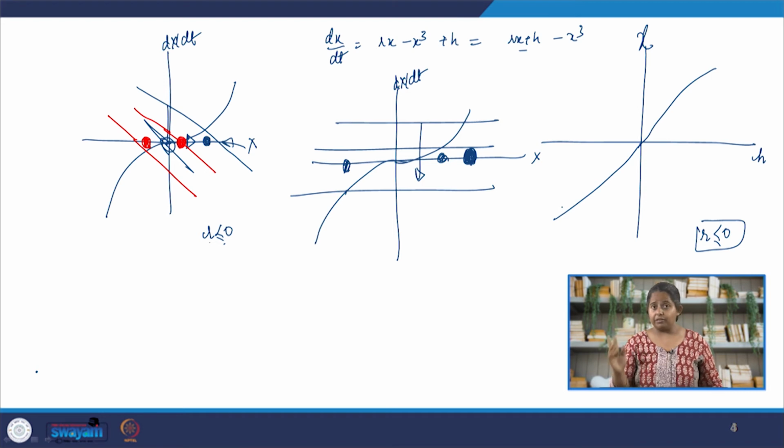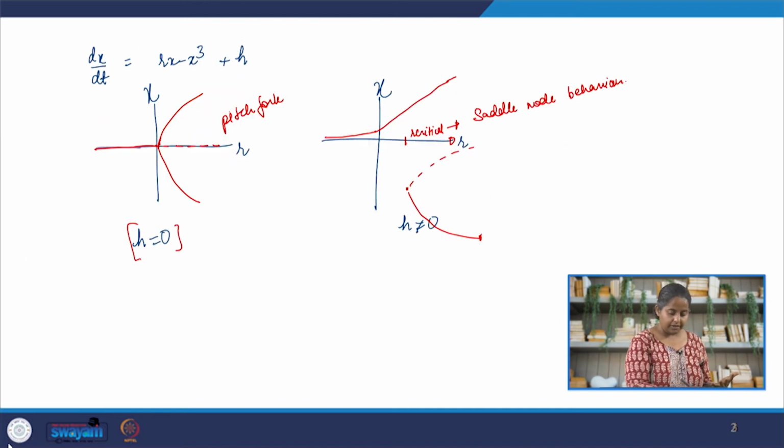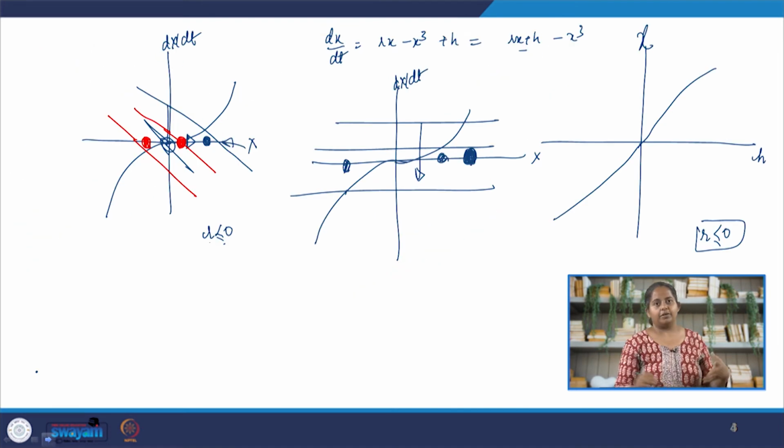So there is no bifurcation happening here. But this is how your bifurcation diagram will look. No particular kind of bifurcation happening here. So this is how we see how our system looks when we vary h and keep r constant. When we keep h constant and vary r, this is how our system looks. And now there has to be a way to put them together.